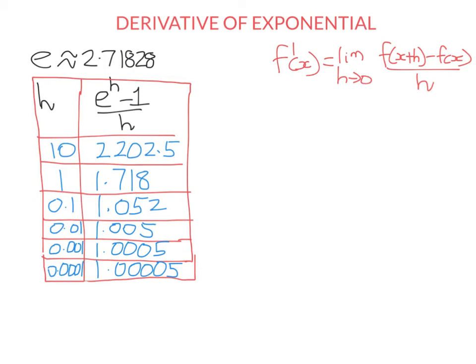Thank you so much for tuning into this video in which we look at the derivative of an exponential. So we're going to use this special number here, e, which is about 2.71828. You've probably come across it before.